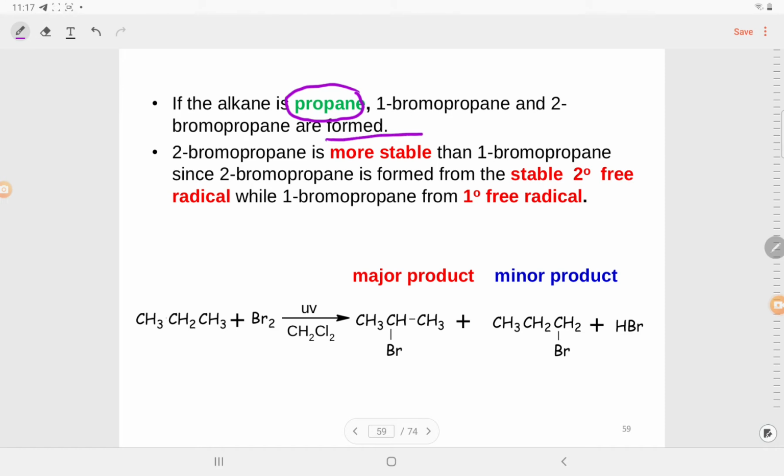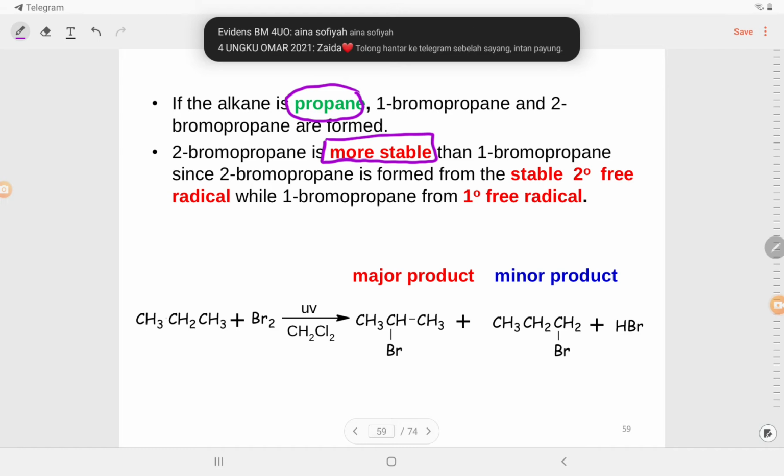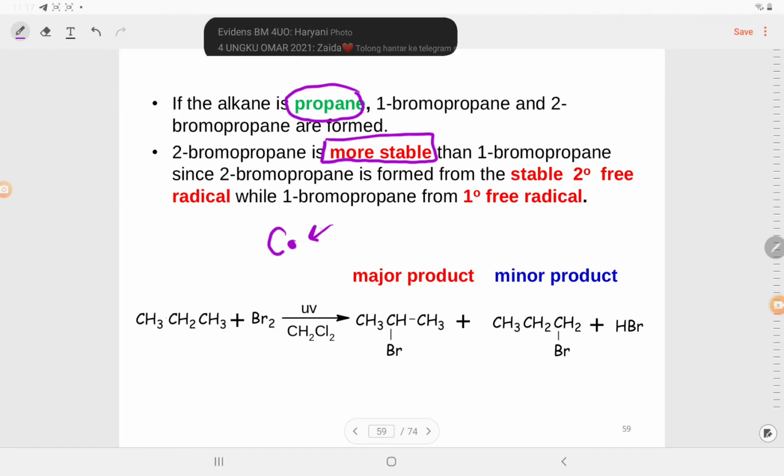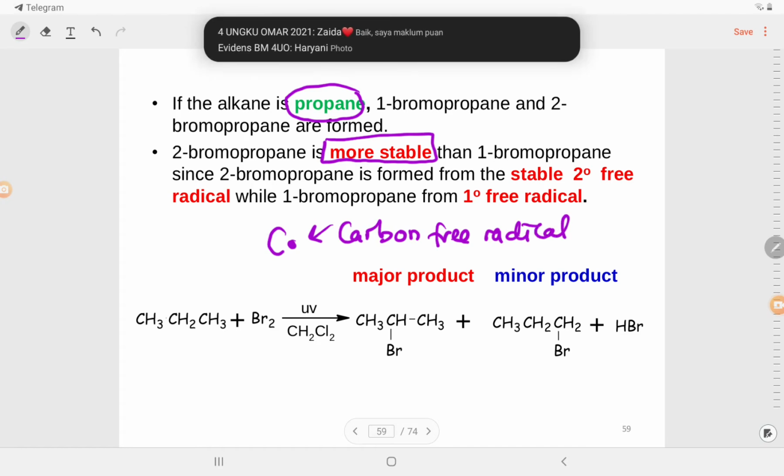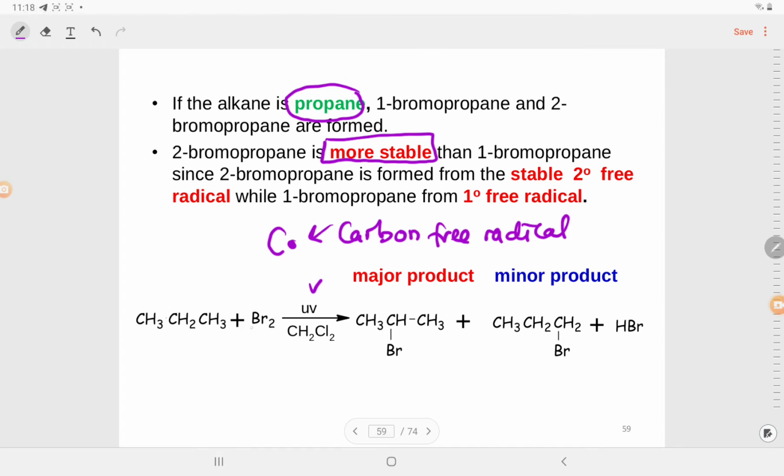We need to compare the stability of the products formed according to the radical species, a carbon free radical. In the presence of the UV, maybe the first substitution occurs, replacing a hydrogen from carbon number 1, so the product formed is 1-bromopropane. The second possibility is that the hydrogen is replaced at carbon number 2, and we have 2-bromopropane.